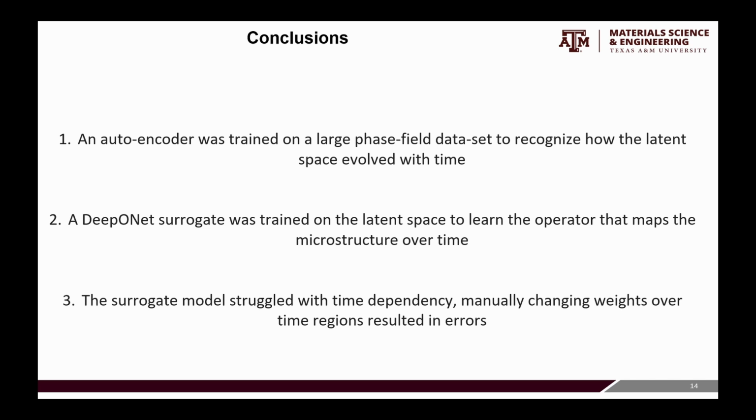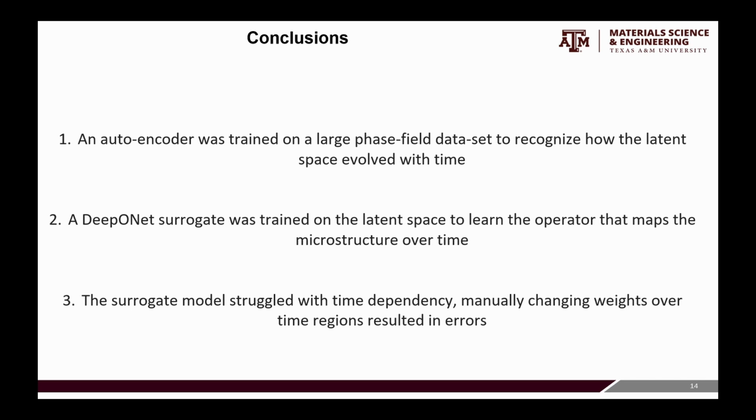So an autoencoder was trained on a large phase field data set to recognize how the latent space evolved with time. And we can see that we have a smooth continuation rather than ones and zeros with a very slight gradient. That's very useful for training a machine learning model. And a DeepONet surrogate was trained on the latent space to learn an operator that maps the microstructure over time. This gives us the prediction capabilities that we saw here. And then the surrogate model struggled with time dependency, and manually changing the weights of the time region resulted in errors.